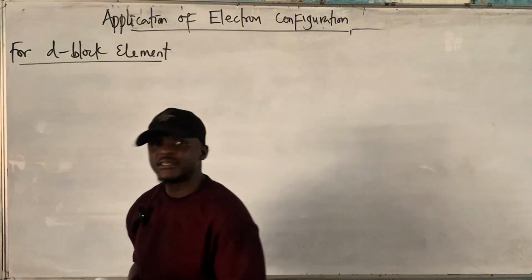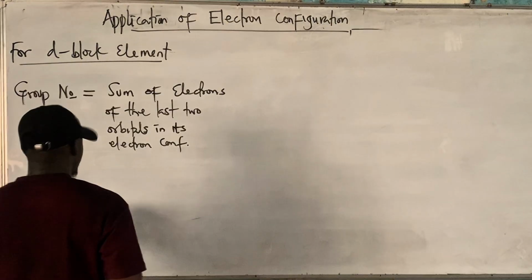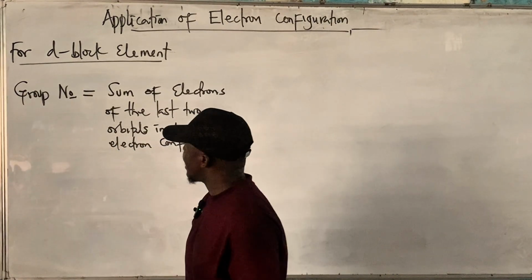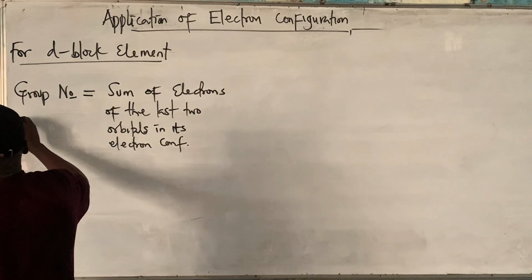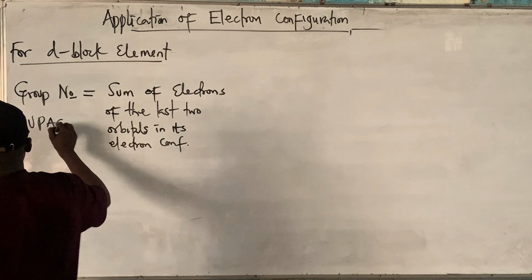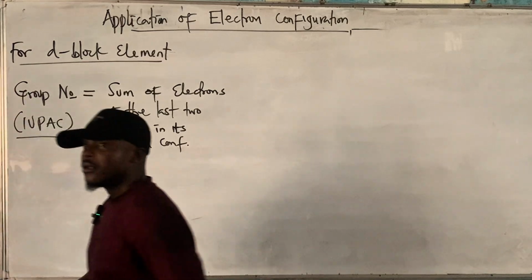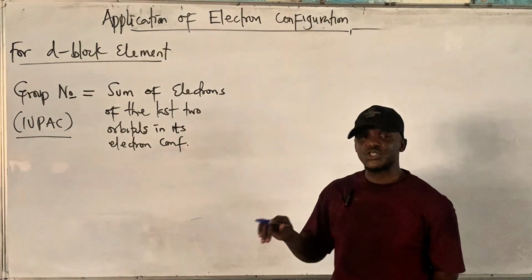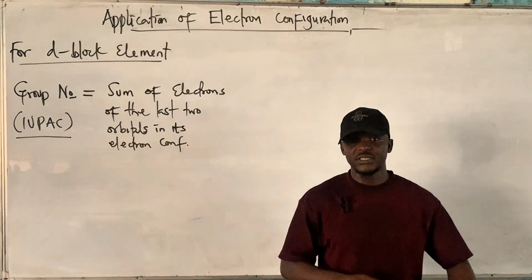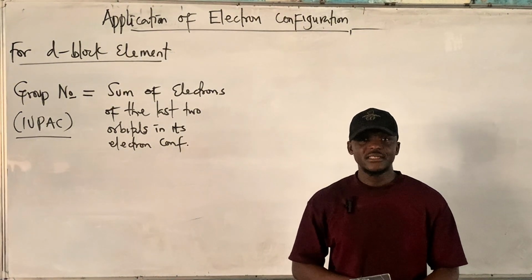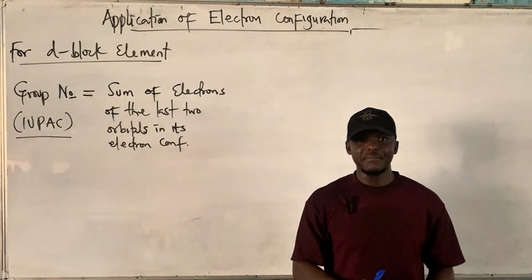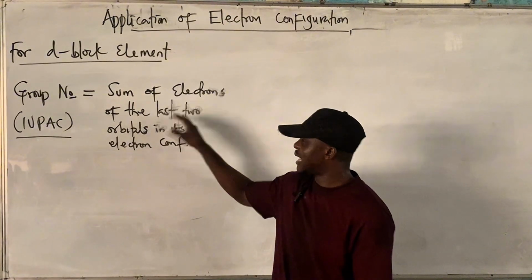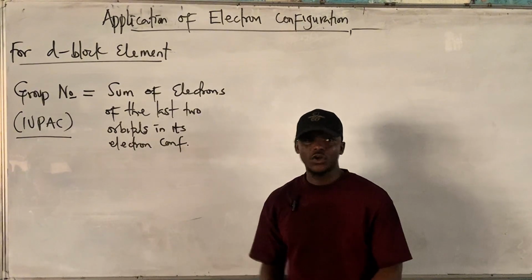For d block elements, how do you go about it? Please look up. We said sum of group number. Now this is according to the IUPAC. The IUPAC is systematic, but the CAS is not systematic, unlike what we did for the previous groups. For me to get the group number, simply add the electrons of the last 2 orbitals in its electronic configuration.